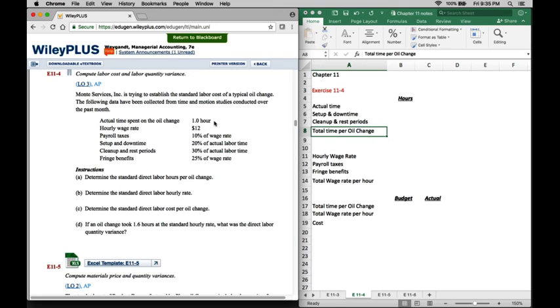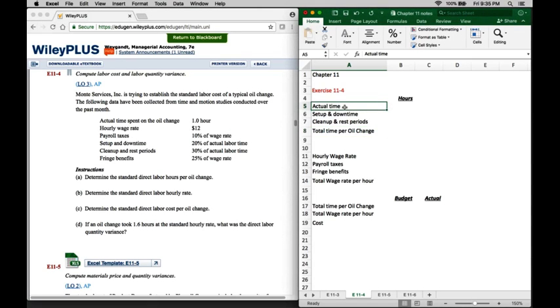That's the 1 hour that we use. And there's another 30% for cleanup and rest periods. We also pay fringe benefits, which is 25% of the actual labor, the hourly rate. So let's see how we would do this calculation over here.